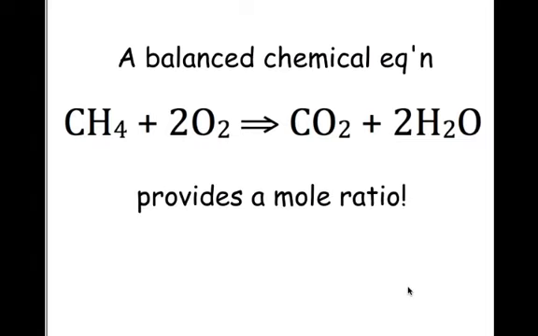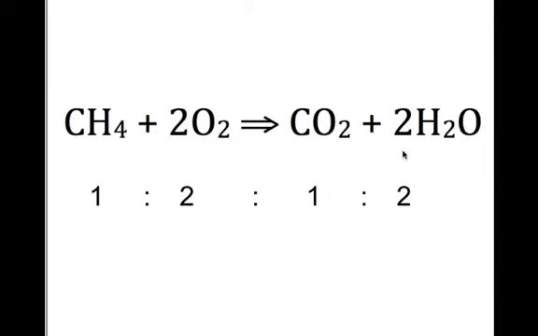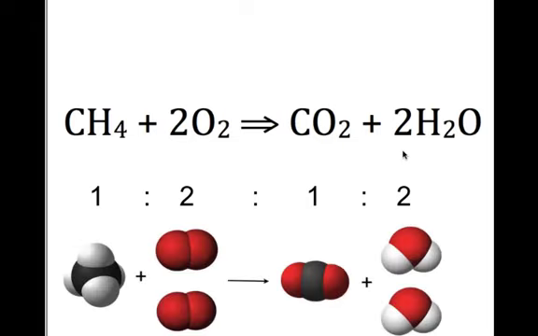So if we've got our balanced chemical equation, we have a mole ratio. That is to say, the actual coefficients that we see in front of each of these chemical formulas represents a mole. So in this one, it's implied that I have 1 mole of methane, I have 2 moles of oxygen, 1 mole of carbon dioxide, and 2 moles of water. It's a ratio of 1 to 2 to 1 to 2. And again, I could do that graphically, showing that I've got my one molecule of methane, my 2 oxygen, my 1 carbon dioxide, my 2 water.